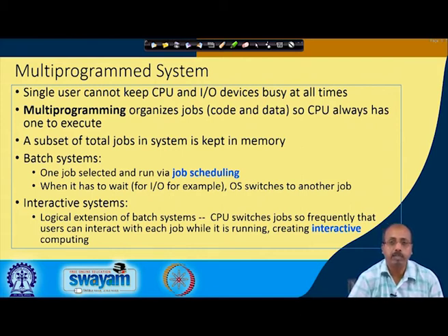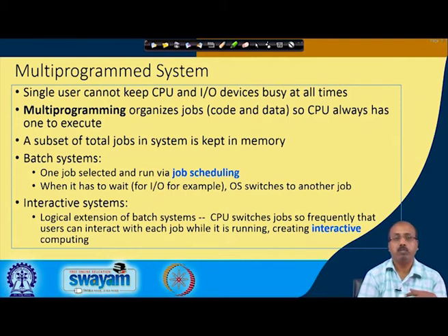The user will give the program code and data together, and this whole thing will be given to the computer for execution. So it does not ask for data while executing the program. It takes from the input that is given at the beginning. If we want to have interactions, then we have interactive systems. This is a logical extension of batch systems, because the CPU switches jobs so frequently that users can interact with each job while it is running, creating an interactive computing environment.